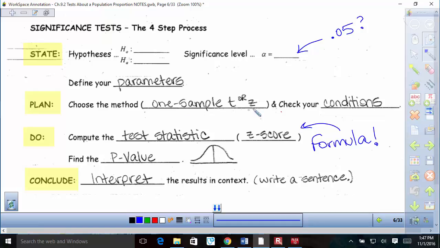Y'all remember pizza and meat? And check your conditions. Pizza, proportion, it's a Z problem. Meat, if it's a means problem, it's a T problem.